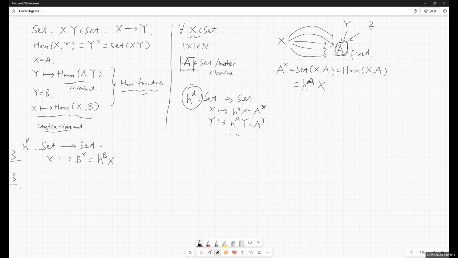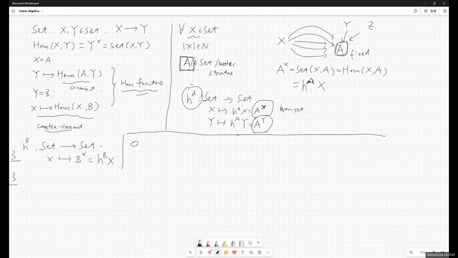So in mathematics, the structure of the fixed set A is usually embodied in the hom set, or the set of functions from the set to A. And we can study it using the sets we learned before.